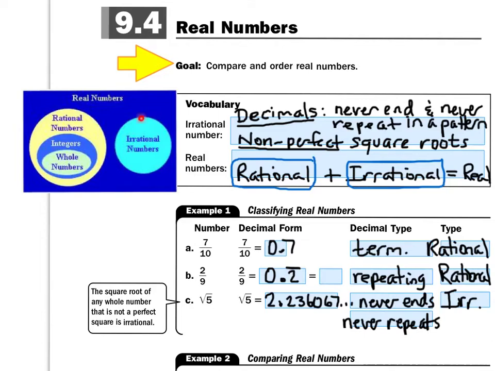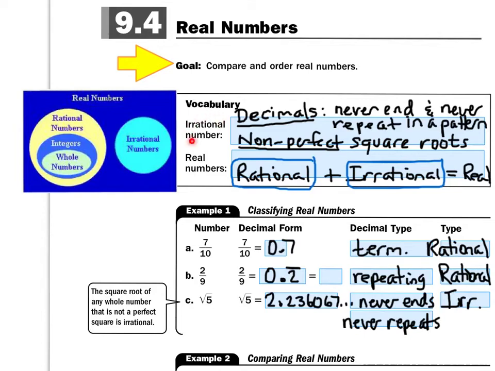Okay, now over here, look at this weird little circle off to the right here. Those are irrational numbers. And irrational numbers are like pi, okay, above my door in my classroom. They are decimals that never end and never repeat in a pattern. But the reason they're bringing it up here in Chapter 9 is because they're also square roots that are not perfect. And then all the rational numbers and irrational numbers create what we call real numbers.